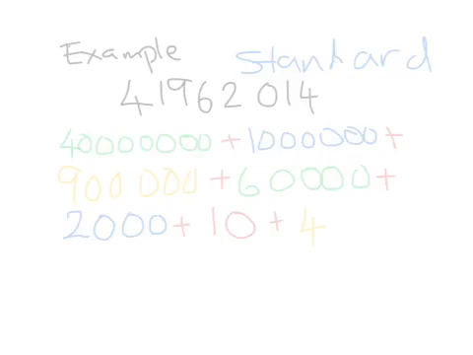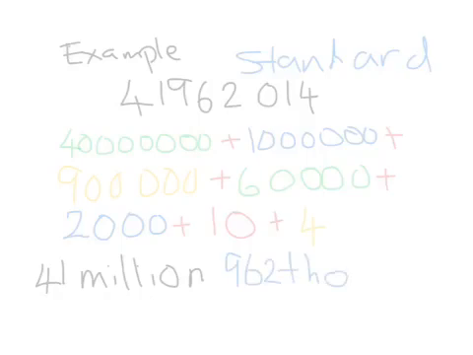Now again, if I was to put this in words, it's going to be 41, again, million. You're looking at those periods. Remember, this is your first 3. This is your units period. This is your thousands period. This is my millions period. So that's why I got the 41 million. Then I have my 962,000 and I have 14. Okay, because again, it's not 114 because there is no hundreds digit. It's just going to be 14.